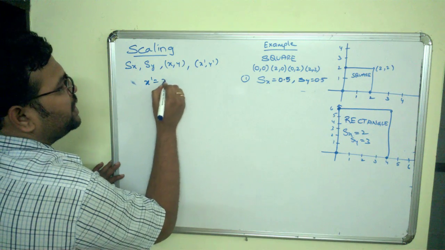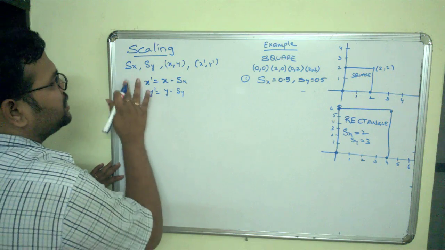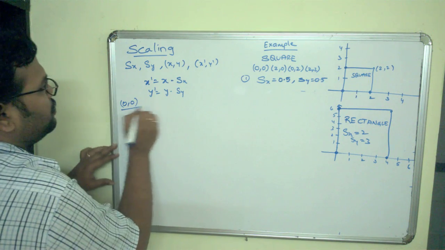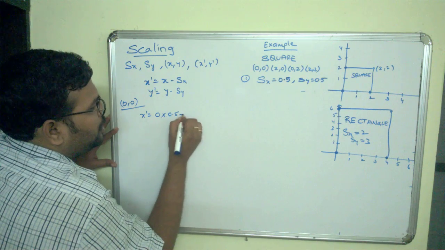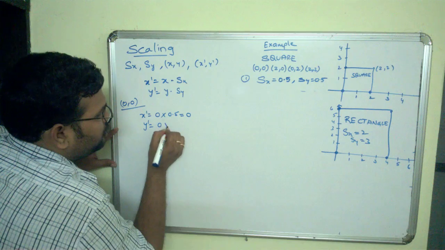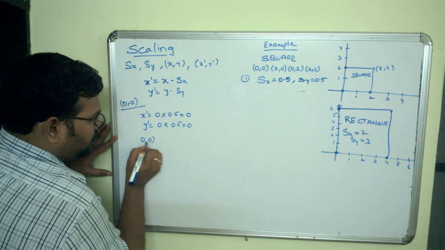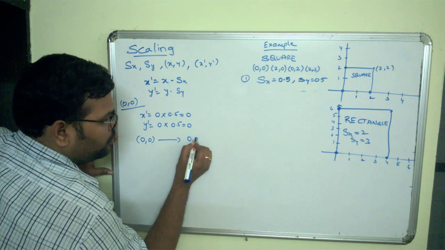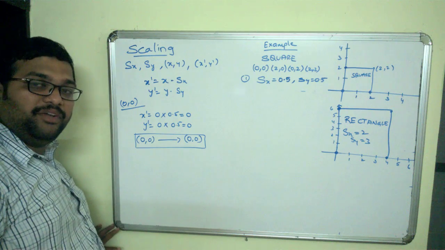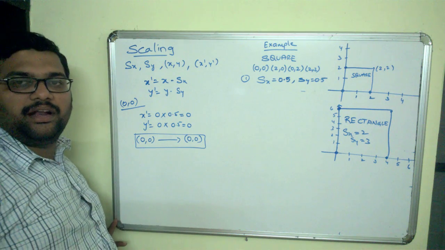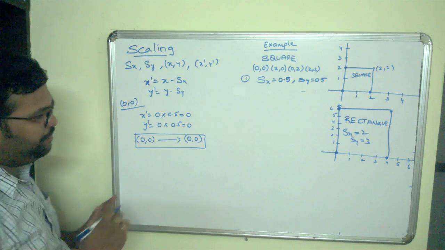x dash is equal to x into Sx, y dash is equal to y into Sy. Let us consider the first one, 0 comma 0. So x dash is equal to 0 into 0.5, which is equal to 0, y dash is equal to 0 into 0.5, which is equal to 0. That means 0 comma 0 remains the same even after performing the scaling of 0.5 units in both the x direction and y direction. So here the scaling will be done uniformly.